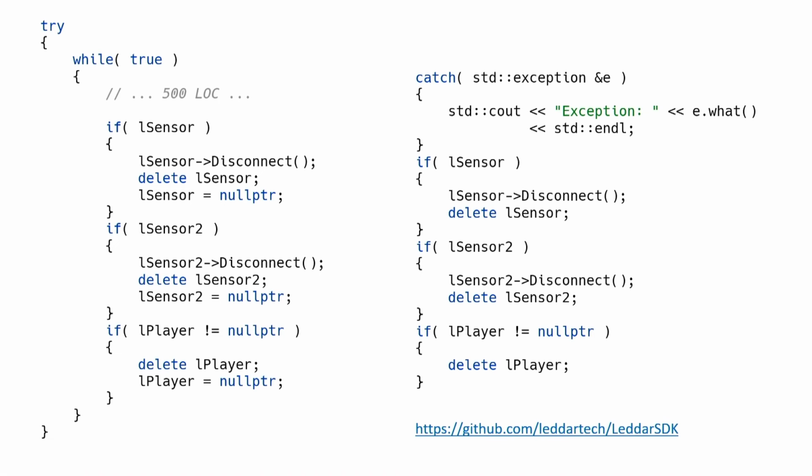And if we do this, use a unique pointer and some RAII wrapper that automatically calls a disconnect, then this whole slide basically boils down to try, while true, well, maybe not 500 lines of code if we factor them out, and then the single catch, and all the other stuff goes away because it's done automatically in the destructors of the unique pointer and of our scope wrapper.